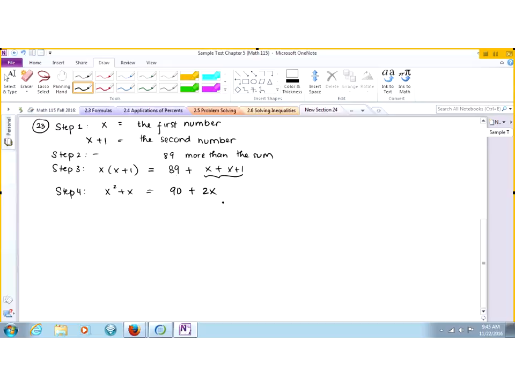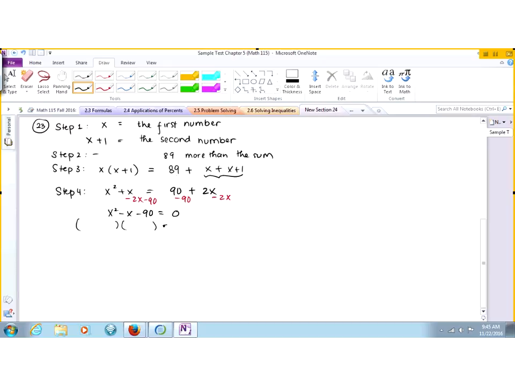Was this in the homework? It was sort of something like this, right? And how would you solve this? Standard form? Yes. Subtract 2x and then what? Subtract 90. Okay, so x squared minus x minus 90 is 0.